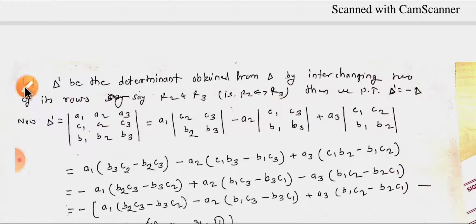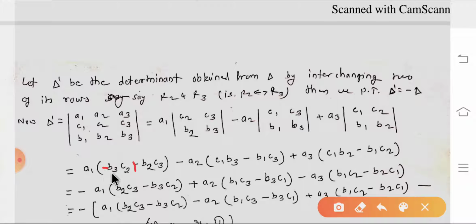When we take minus sign outside, this should be positive and this negative comes, that is b2 c3 minus b3 c2. Plus, from this one again take minus sign outside, so this sign should be positive, plus a2 into bracket, this is again positive now, b1 c3 minus b3 c1. Minus, from this one take minus sign outside, so minus a3 into bracket b1 c2 minus b2 c1.